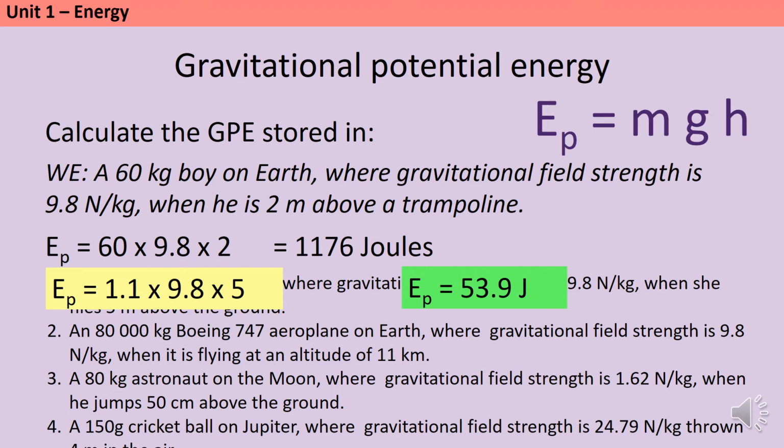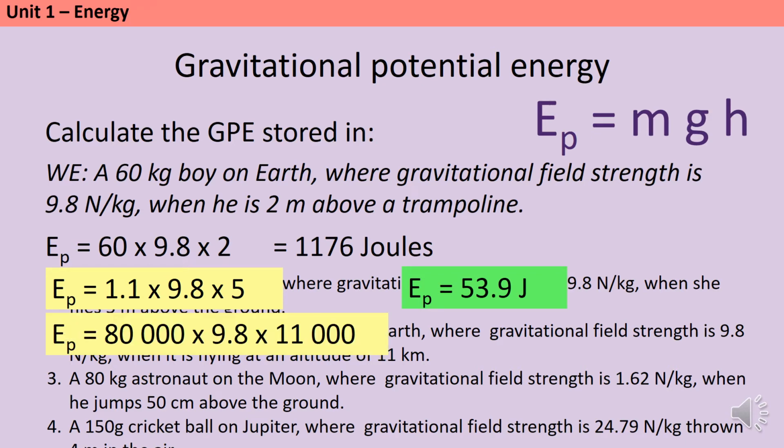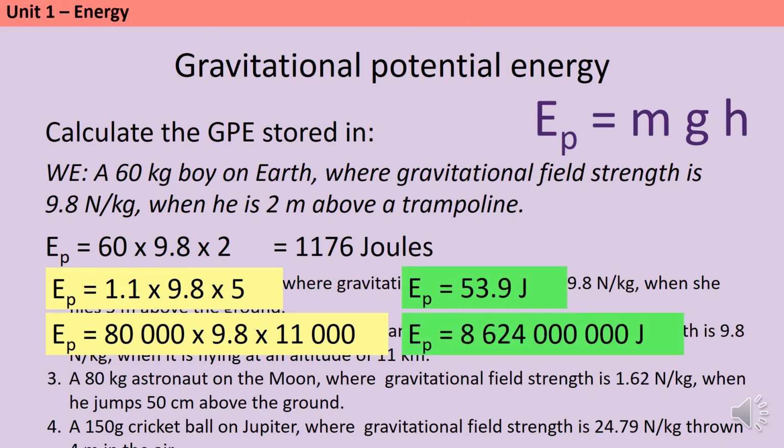Then we move on to our aeroplane, and what we need to notice here is that it's flying at an altitude of 11 kilometres, but kilometres aren't the standard international unit for height, so we need to convert this to metres first by multiplying by 1,000. So when I multiply 80,000 by 9.8 by 11,000, I get an answer of 8,624,000,000 joules.